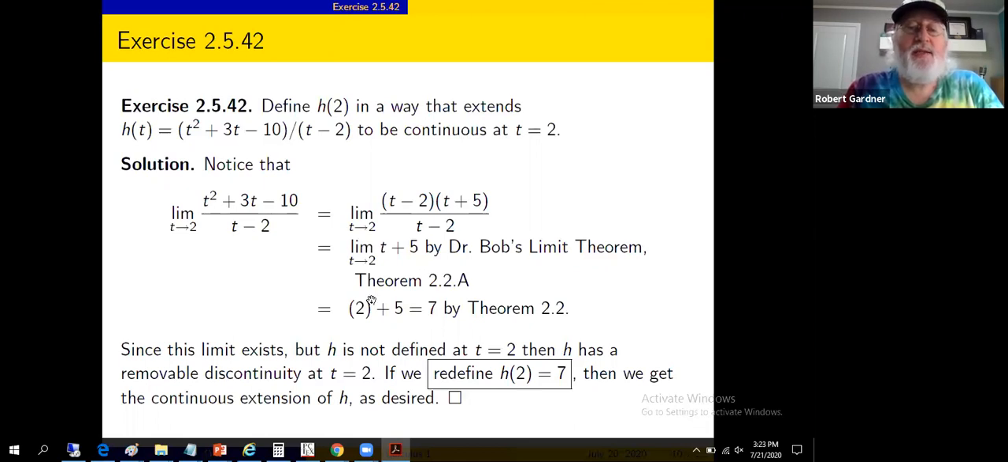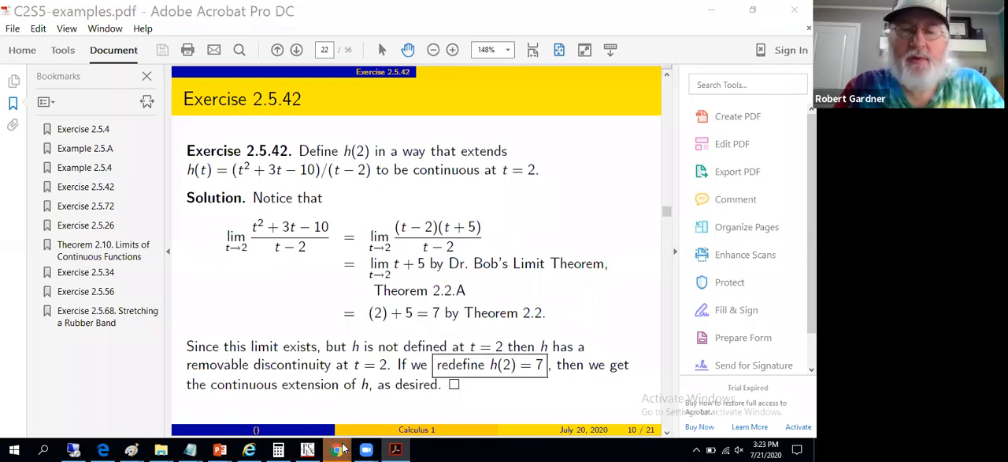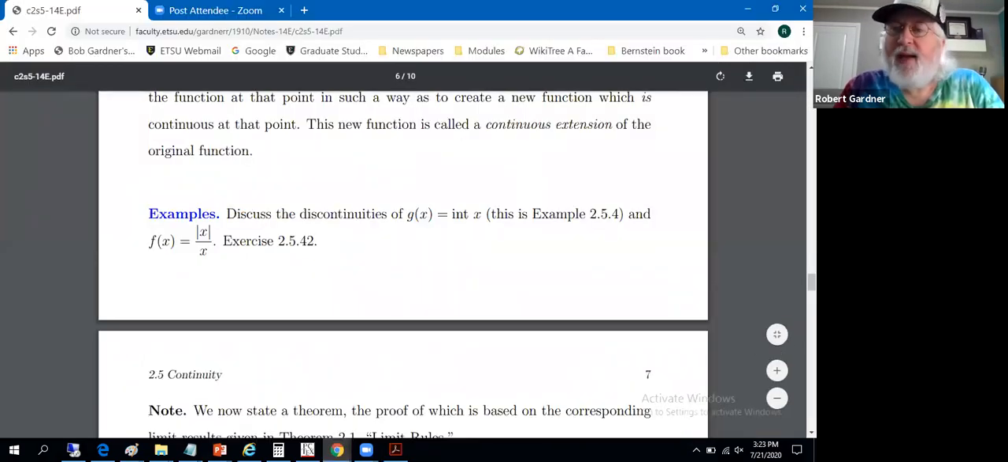The limit exists, it's 7. With this new definition down here, now the function at 2 is defined, and its value equals the limit. The value of the function is 7, and the limit of the function is 7. Redefining it, right? Now, arguably, using H for both of these is a little misleading. This is a new function. This is a continuous extension of H. It's not really H itself. H of 2 is not defined. Following the book's notation on this, I don't think that's too bad.